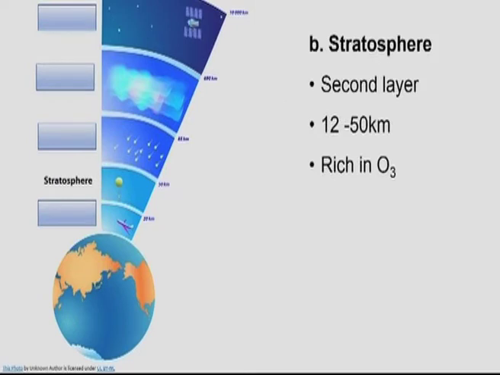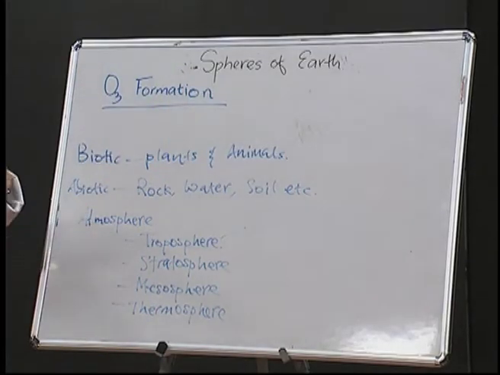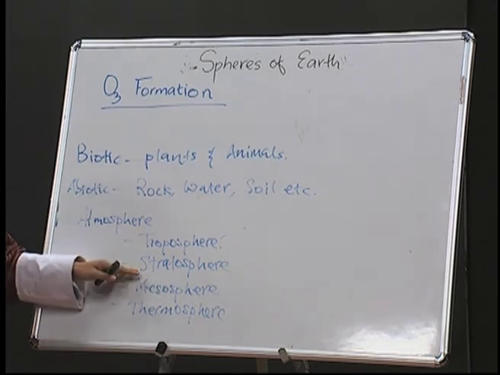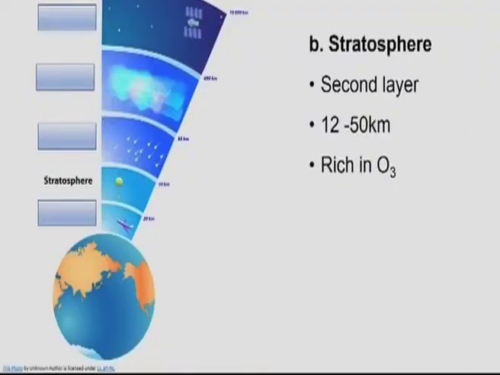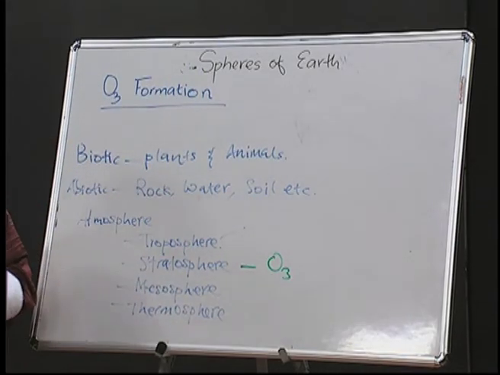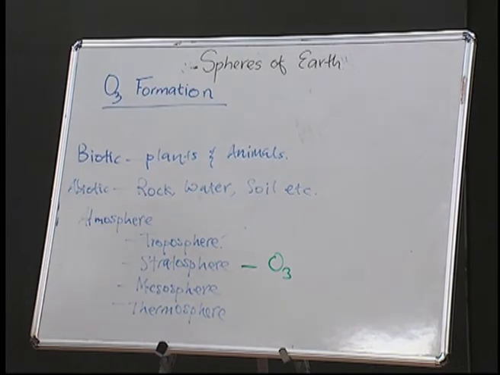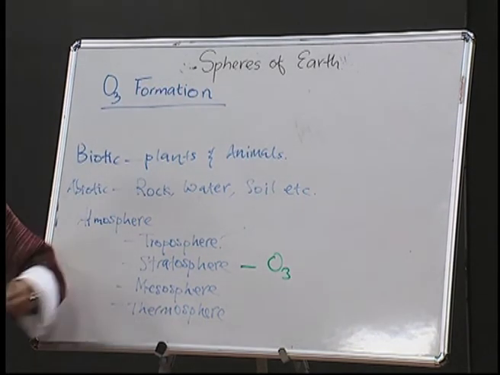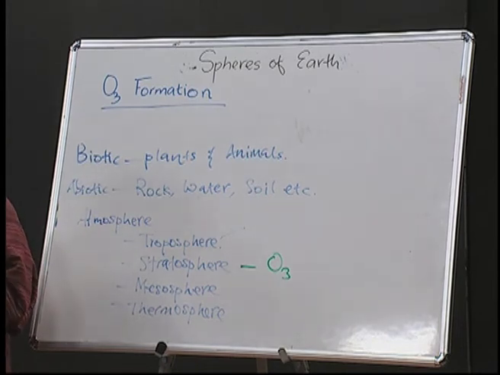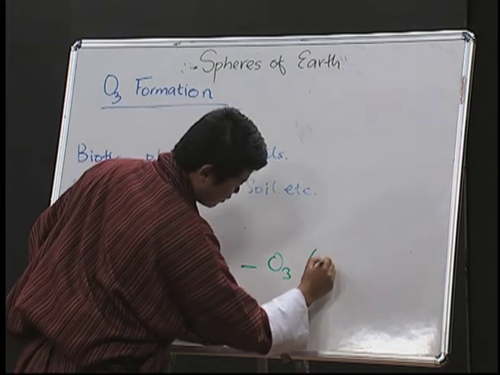Let's move on with the stratosphere. Stratosphere is the second layer of the atmosphere, which is about 12 to 50 kilometers above the Earth's surface. Now, this layer is again one of the most important layers because it is rich in a very important molecule known as O3. Now, what is O3? Can one of you tell me what is O3? You're right, it is known as ozone.